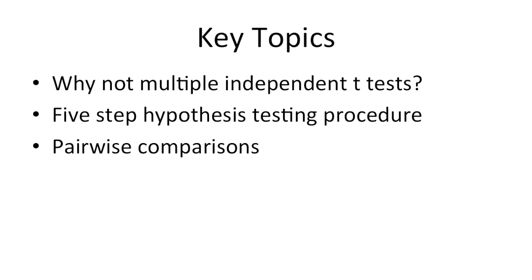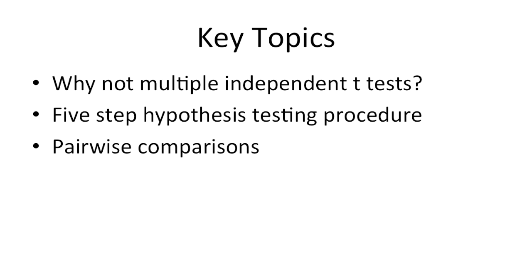So to review, the key topics that you'll want to focus on this week, you need to understand why not multiple independent t-tests. So why do we use a one-way ANOVA instead of doing a series of independent t-tests? The five-step hypothesis testing procedure. We saw two quick examples here. There's a number of examples in your notes this week as well. Note that this is the same five-step hypothesis testing procedure that you've been using since lesson 8.